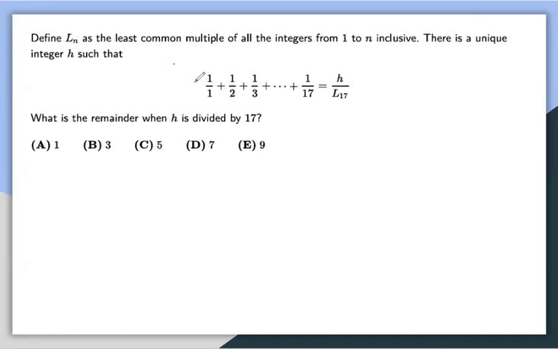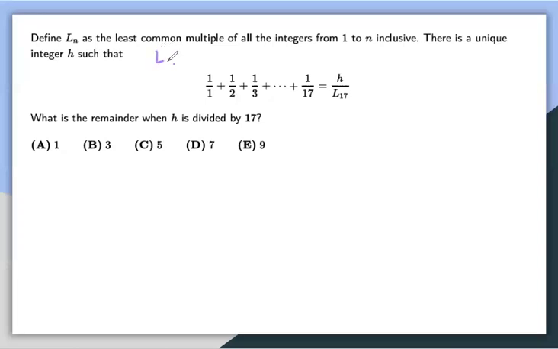First things first, we want to make sure to understand what's being asked. We are asked to find the remainder, which is a good time to remember modular arithmetic, because that's usually what we deal with. So we want to find L(n) first. You have all these 17 fractions added up together, and then it can be written as a number h divided by the least common multiple of 1 through n, because that's basically the definition of L(17).